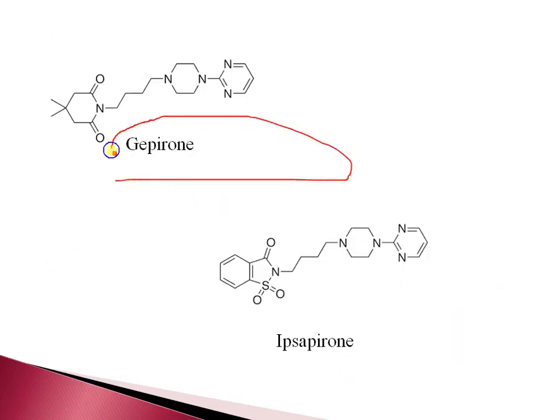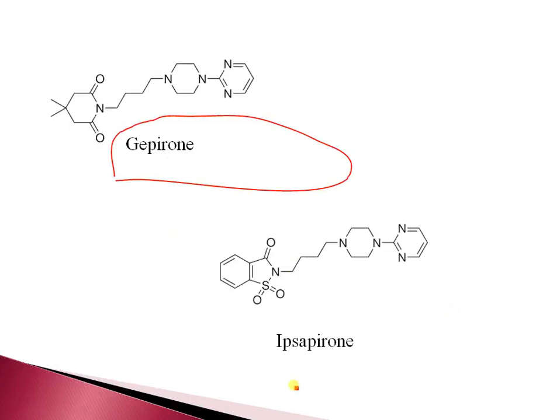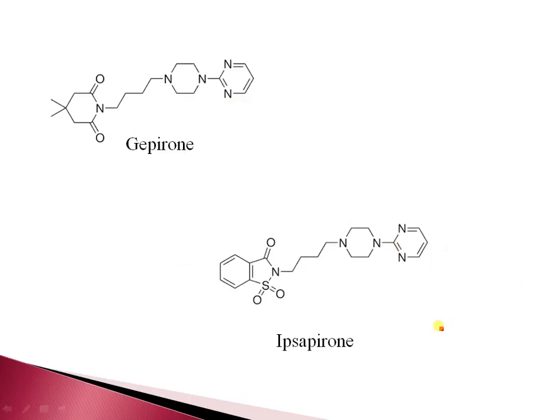The second drug used as a 5-HT1A receptor agonist is ipsapirone, which again contains pyrimidine and piperazine as heterocyclic ring systems, with the same butyl chain. These are the essential functional groups for binding to the 5-HT1A receptor, because all of these contain piperazine and pyrimidine as the heterocyclic ring system.